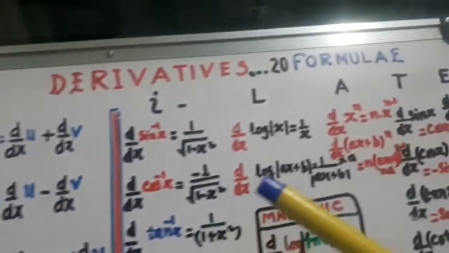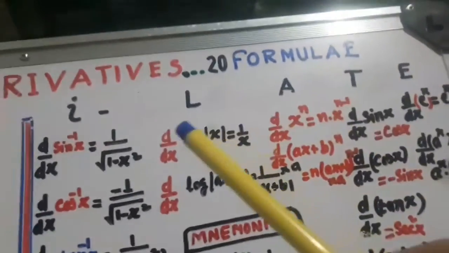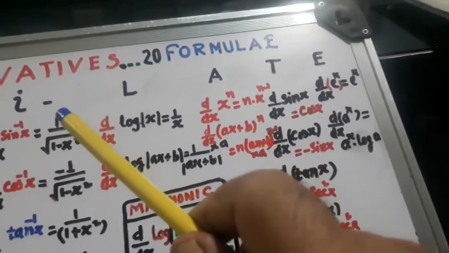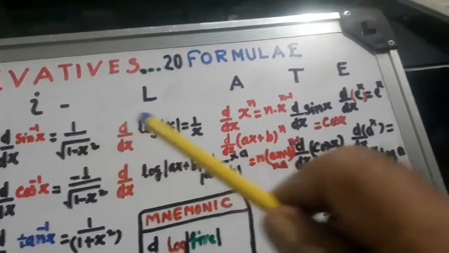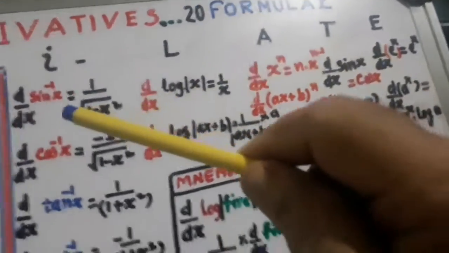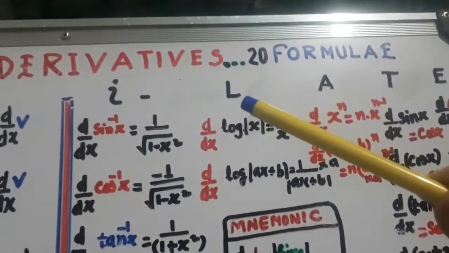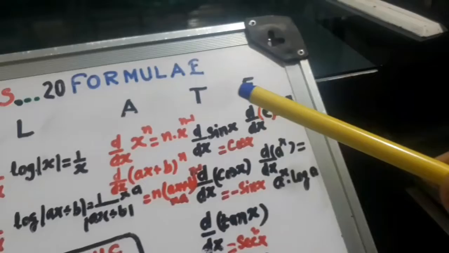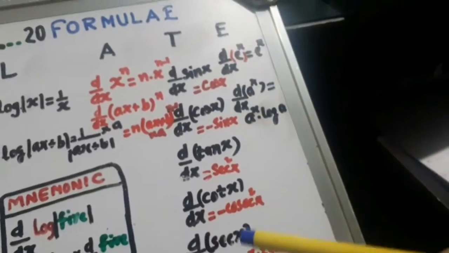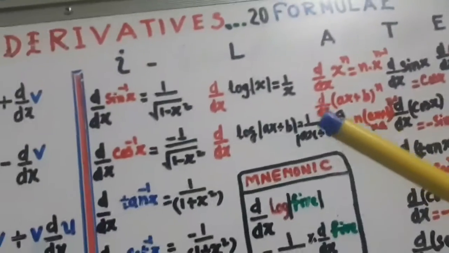Now there are 20 formulae. All the functions are in the shape of I-LATE. Look here, I-LATE: inverse trigonometrical functions, logarithmic functions, algebraic functions, trigonometrical functions, and exponential functions. So we will discuss one by one.